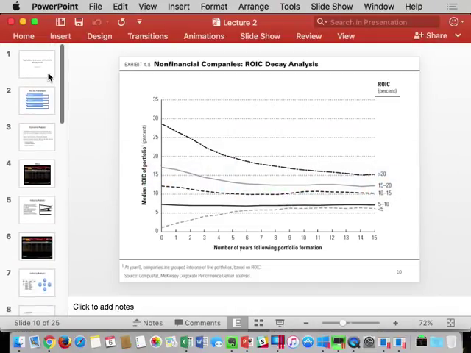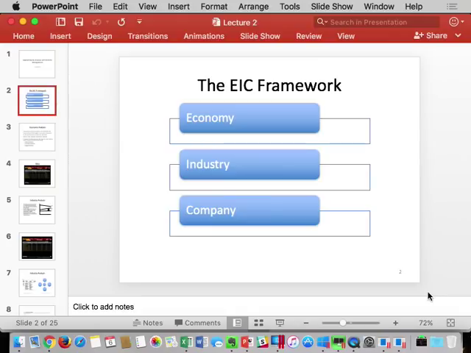All right, so the key to lecture note 2 is this is on the EIC framework, and the general idea is that for your group projects, there's going to be 4 parts of the group project. One of the parts is the external analysis, the economic analysis, and we're going to use the EIC framework. E stands for economy, I industry, C company, to do the external analysis.